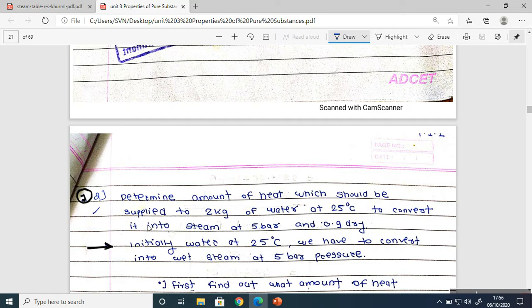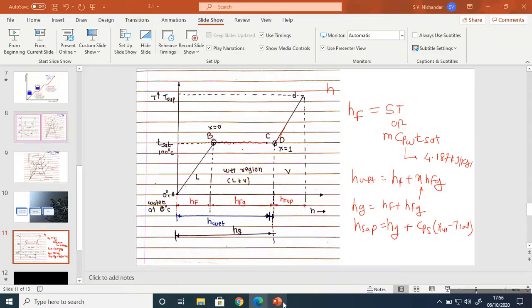Determine the amount of heat required, that is, they ask us to determine the enthalpy, that should be supplied to 2 kg of water. The mass of water given is 2 kg at 25 degrees Celsius, to convert into steam at 5 bar and 0.9 dry. Remember these conditions.